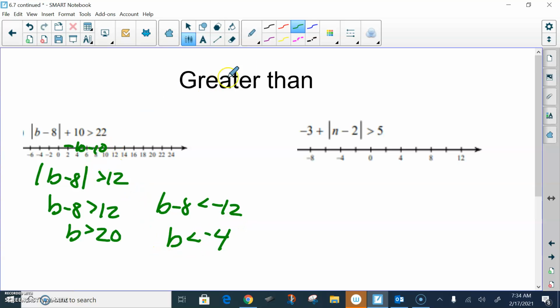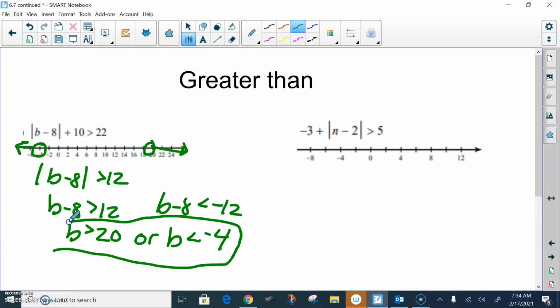So we're going to go ahead and graph that on the number line. So it has to be greater than 20, so open circle on 20, and greater than, shade to the right. It has to be less than negative 4, so open circle on negative 4, shade to the left, less than. Again, it's a broken situation, so when it starts with a greater than symbol, you're going to make it an "or", so we're just going to write it like that.